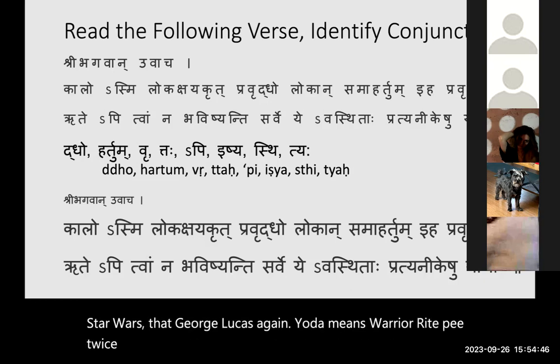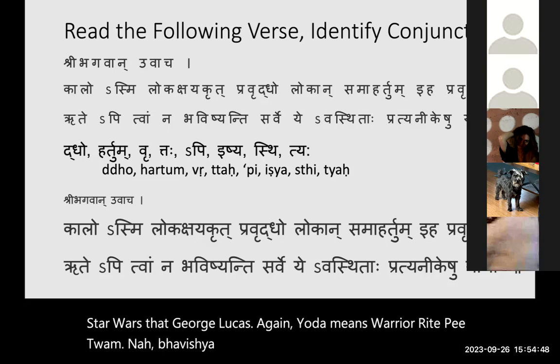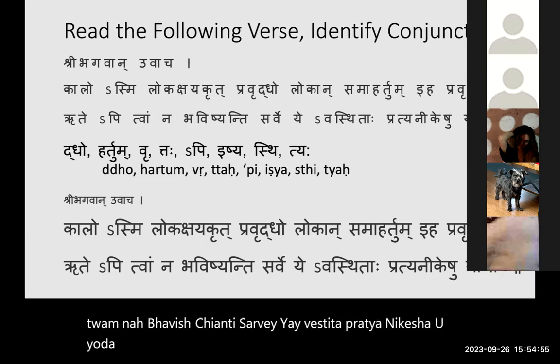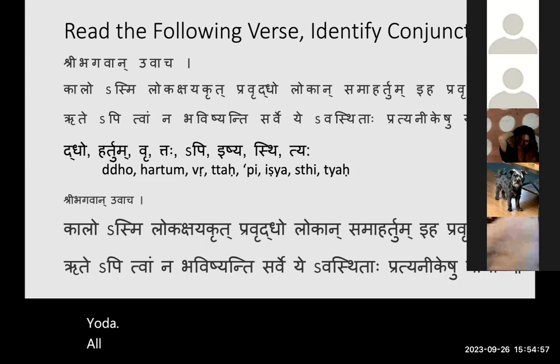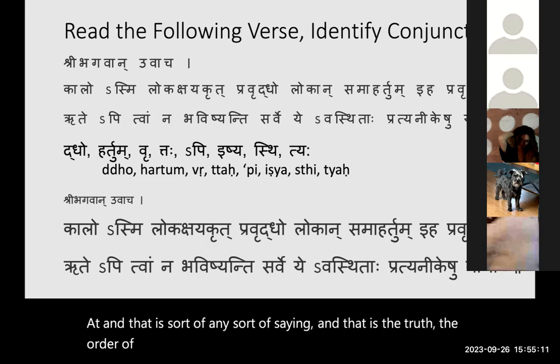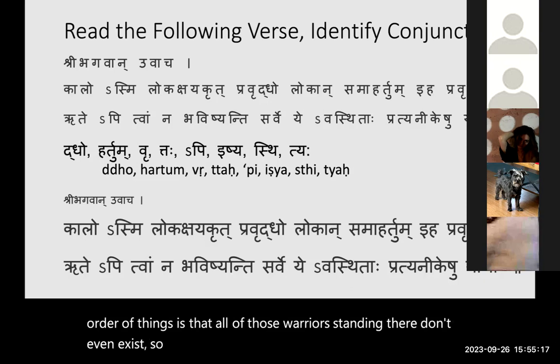Ritepi tvam na bhavishyanti sarve ye vastitaha pratyanikeshu yodha. All of those gathered do not even exist. And he's sort of saying, and that is the truth. The order of things is that all of those warriors standing there don't even exist. So this is the Bhagavad Gita.